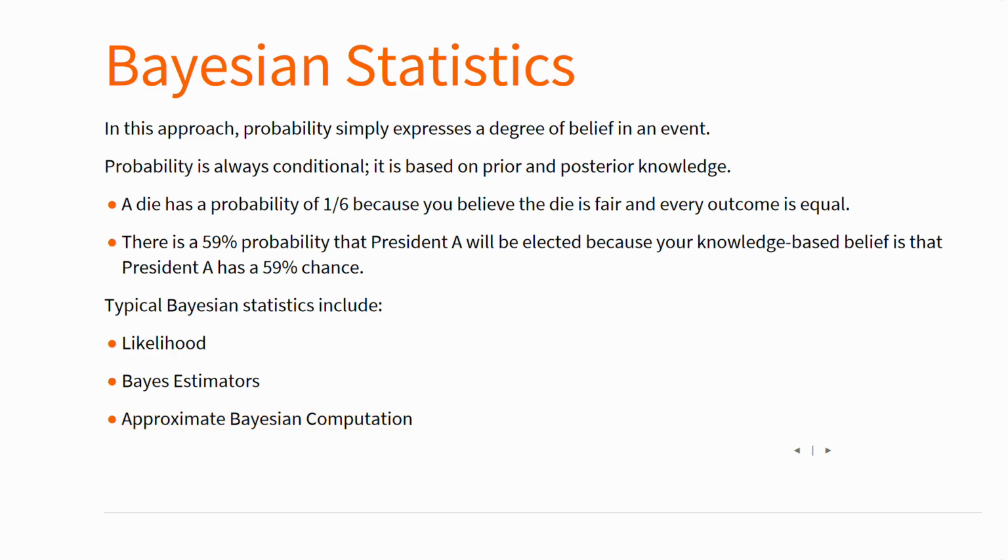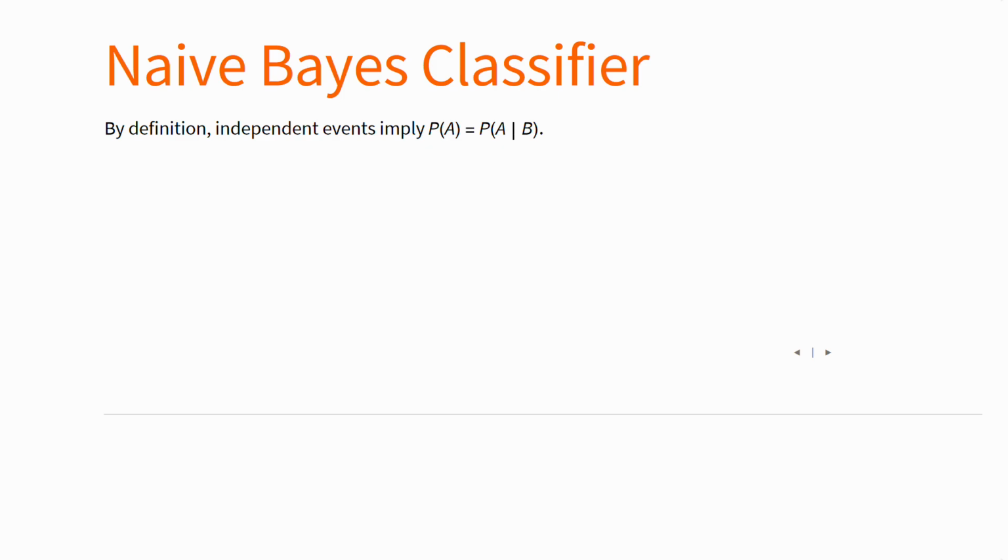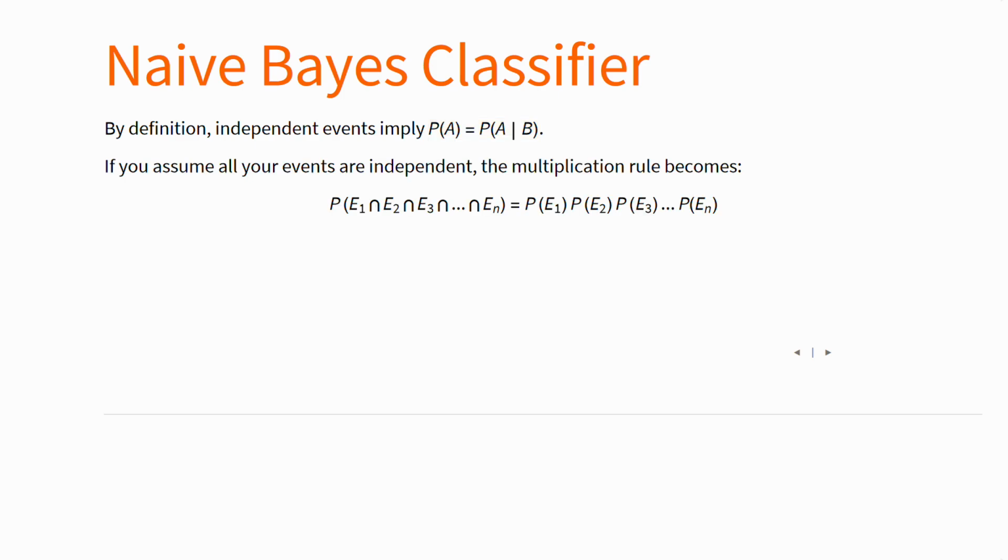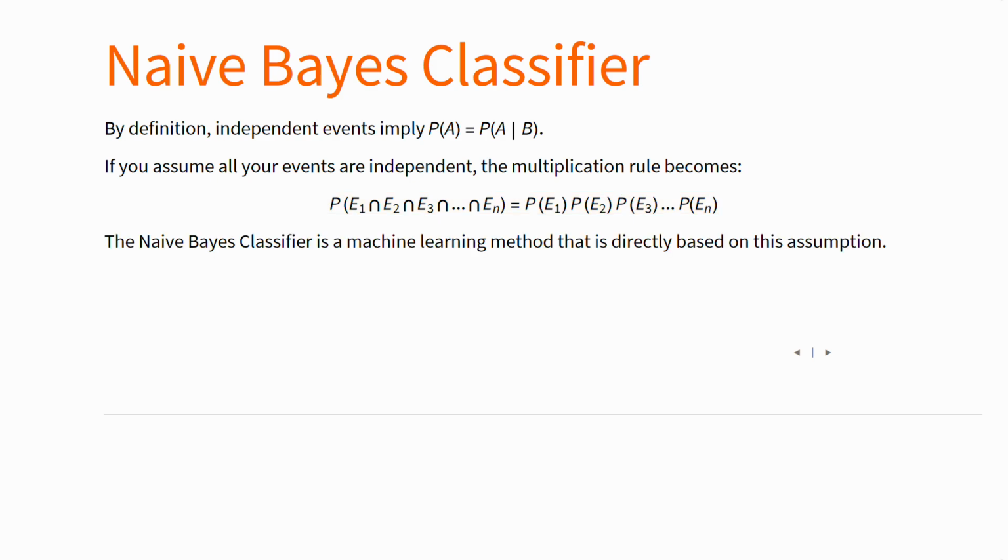Okay, that was a lot of theory, so let's apply a bit. Independent events imply the conditional probabilities are trivial, meaning the probability of A is the same thing as the probability of A given any event. By assuming independent events, the multiplication rule simplifies a lot and just translates intersection to multiplication between each event. The naive Bayes classifier is a machine learning method directly based on this assumption, as it naively assumes independence.